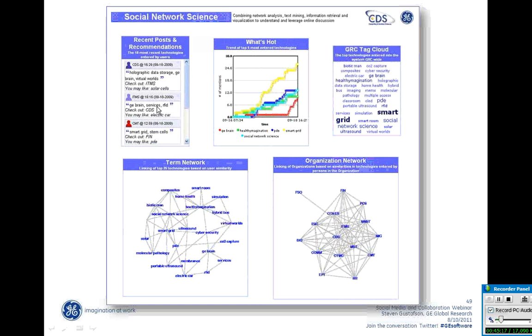So you can see at the very top here we have somebody, a person, had entered holographic data storage in GE Brain and Virtual World. So we know this person was from the CDS organization. We know what time they made that entry. This could have been from email or could have been from a roaming laptop or from their BlackBerry.